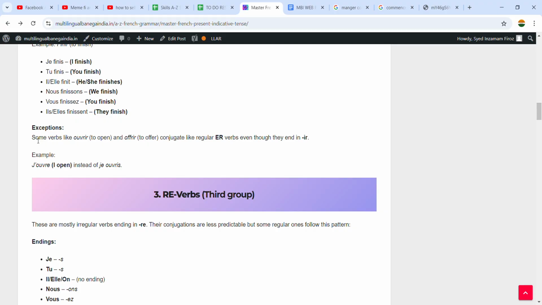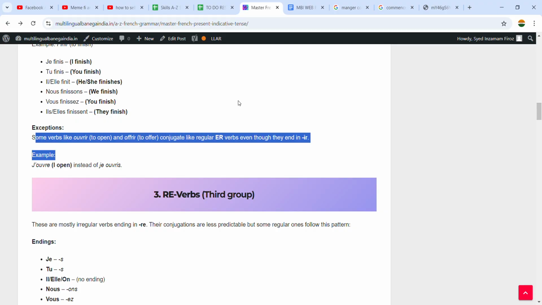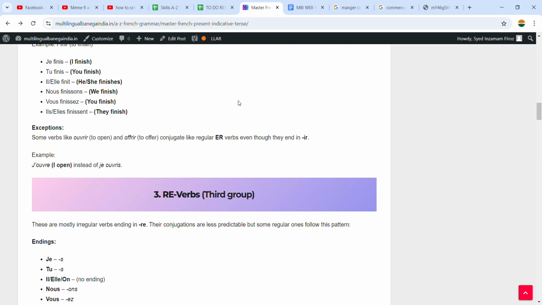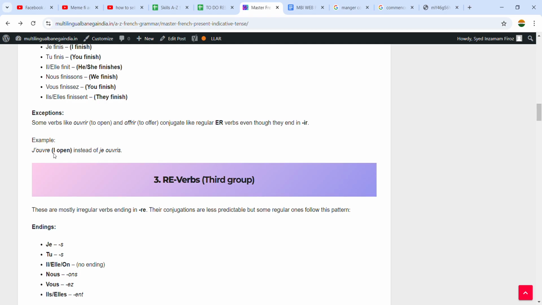So some verbs like ouvrir, to open, and offrir conjugate like regular ER verbs, even though they end in IR. So there are exceptions as well, right? For exceptions, you need to keep them in mind and you need to do some proper practice. For example, j'ouvre, I open, instead of j'ouvris, right? So you can see it's following the ER group of verb rule.